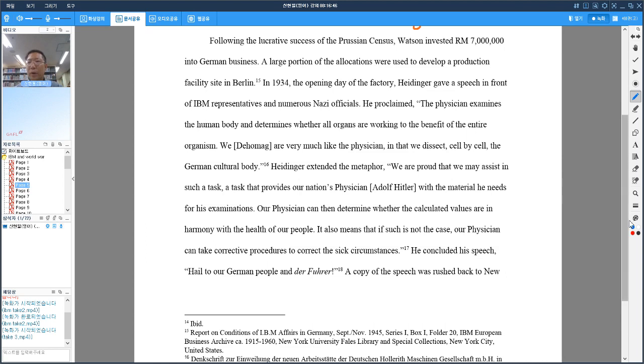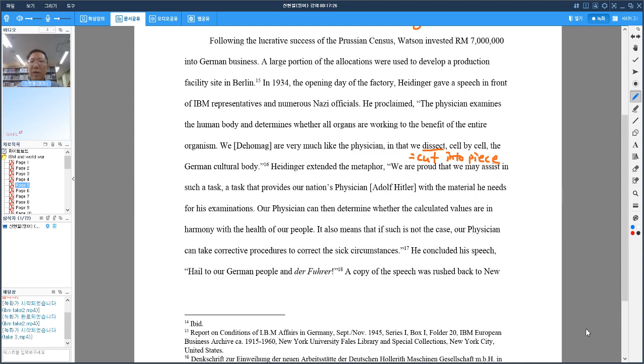So we dissect. Dissect usually means cut, right? You cut into pieces. Usually dissect is related to surgery. When doctors operate, they dissect the human body in order to examine what is wrong. So he said that Dehomag is just like a doctor. Dehomag is cutting this German cultural body cell by cell into small pieces to examine German society.